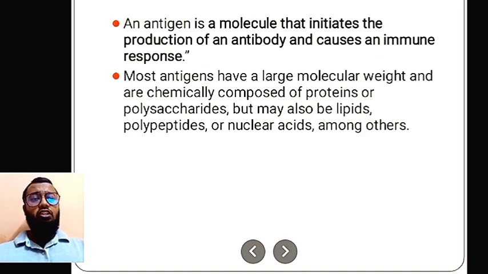The simple definition of an antigen is that an antigen is a molecule that initiates the production of antibody and causes an immune response. Most antigens have a large molecular weight and are chemically composed of proteins and polysaccharides, but may also be lipids, polypeptides and nucleic acids. These antigens are also called immunogens because they evoke the immune response in our body. Therefore, they are called immunogens.